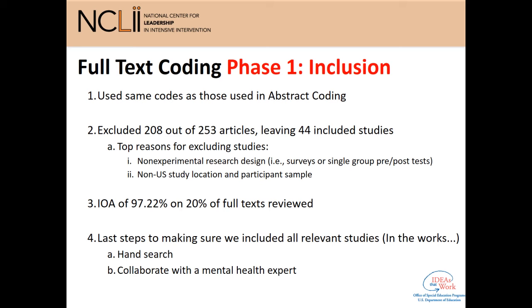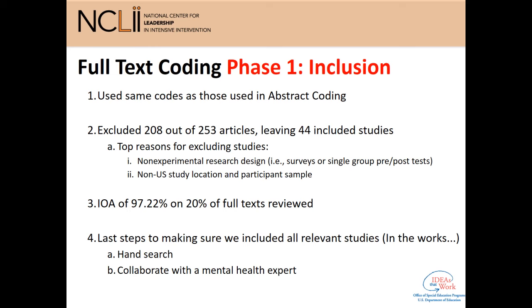For our full text coding, which is phase one, this is where once we thought the abstract said that they should be included, we then went through the full text coding to make sure they should be included. We excluded 208 out of 253, leaving us 44 included studies. Actually, we changed the numbers a little bit, so we aren't even at 44 right now. The top reasons for excluding we once again have there, and the IOA of 97.22 on 20% of the full text.